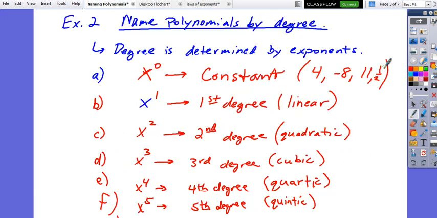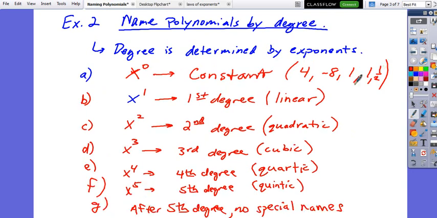Now we'll look at naming polynomials by degree. Understand that the degree is determined by the exponents. Okay, so when we're dealing with naming polynomials by degree, we look at the exponent. X to the 0 is going to result in a 1 because any number raised to the 0 exponent is 1. Well, 1 is called a constant, just like 4 is a constant, 5, 6, 7, whatever.